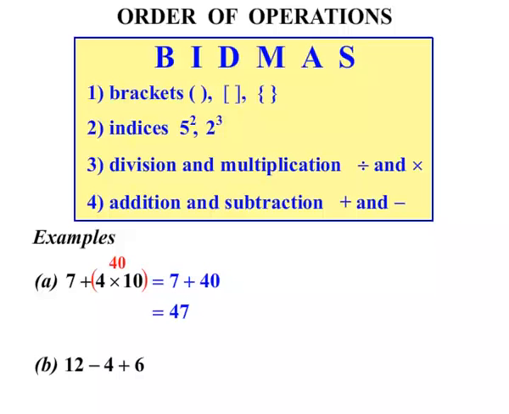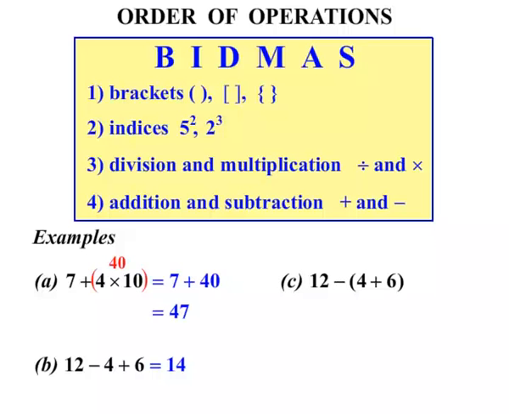The next one, 12 minus 4 plus 6. Here we have a subtraction and an addition. On our list, subtraction and addition appear on the same line. If they appear on the same line, then we just work the question from left to right, just like reading a book from left to right. So let's see how we go. 12 minus 4 is 8, plus 6 equals 14.